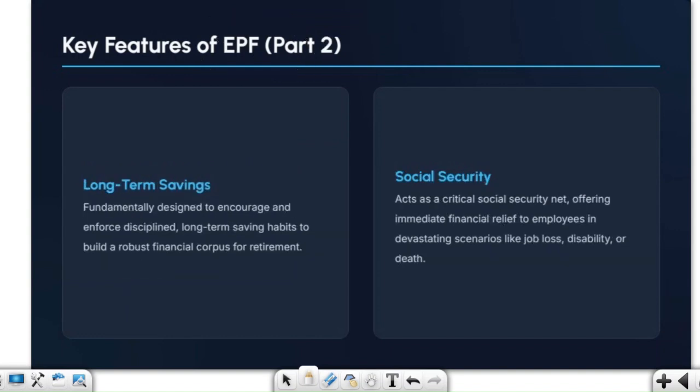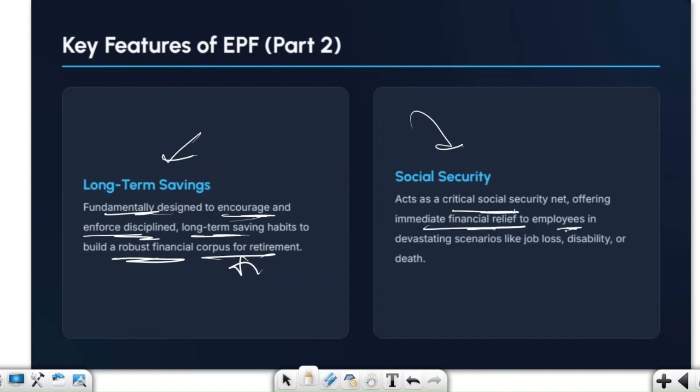Next, long-term savings as well as social security. So what do we talk about in long-term savings? See here, we have an accumulated portion of amount, right, fundamentally designed to encourage and enforce disciplined long-term saving habits to build a robust financial corpus for retirement. It acts as a critical social security net, offering immediate financial relief to employees in devastating scenarios like job loss, disability or death, okay. So here we are talking about the social security benefits of the EPFO amount, right? Basically offering immediate financial relief.